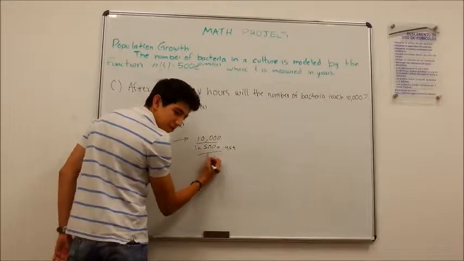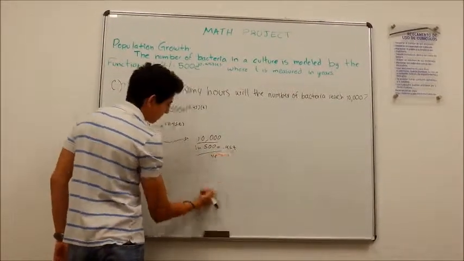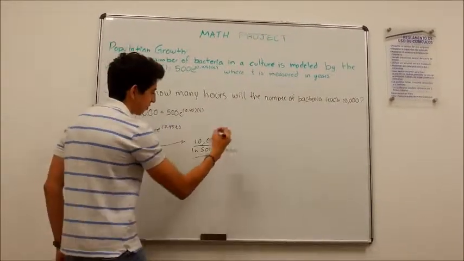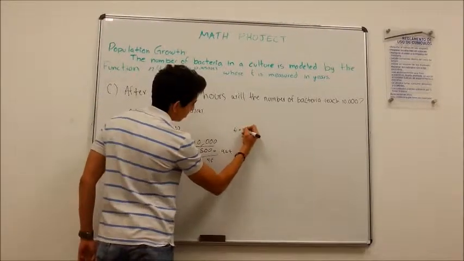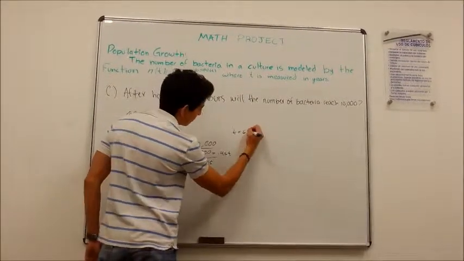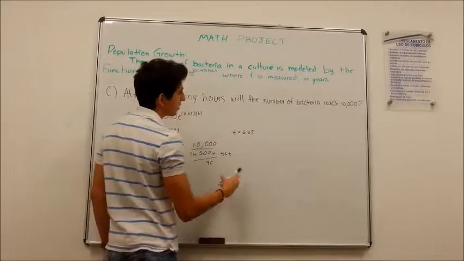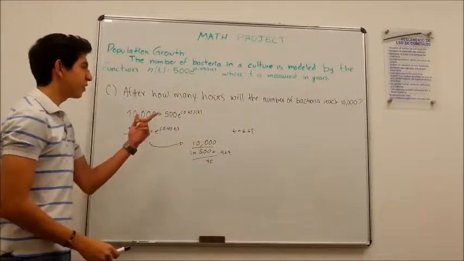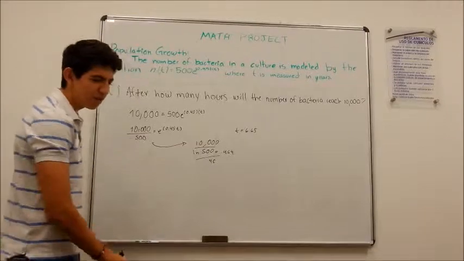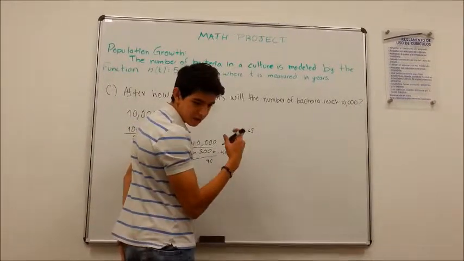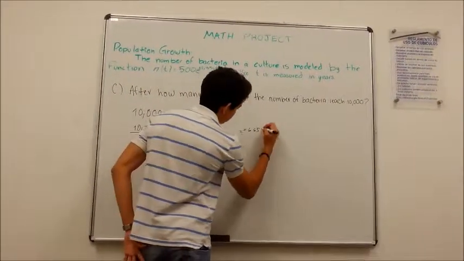Divided by 0.45. This will give us t, which is 6.65, which means that it will reach 10,000 in 6.65 hours.